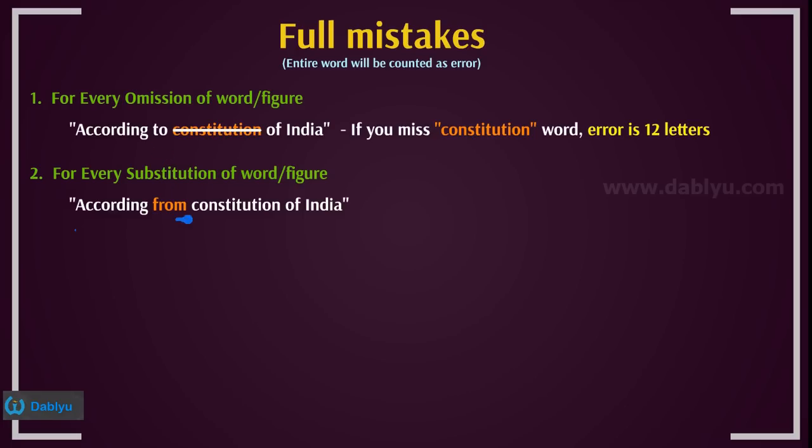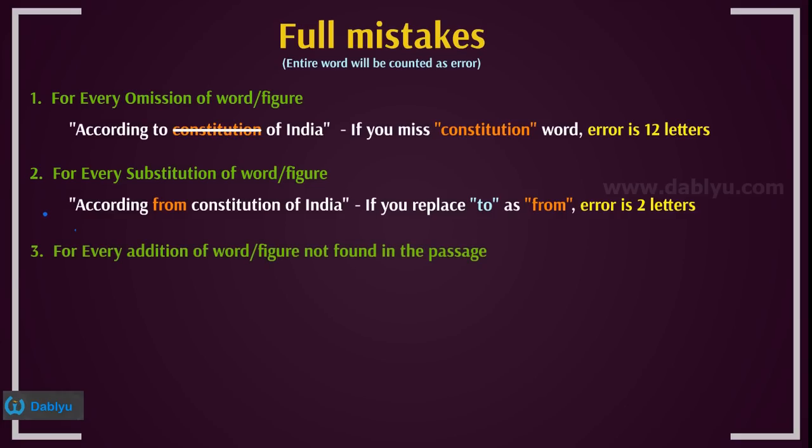But the question now is, which word will be considered the full mistake? Is it "to" or "from"? That's a doubt, right? The answer is "to": the word which you did not type, the word which actually exists in the paper, will be considered the full mistake. So if you replace "to" with "from," the error is 2 letters because you haven't typed this "to." The error will be the total number of letters in the initial word which you had to type but did not type. This is the second case where a full mistake is considered because you have substituted a word or figure.